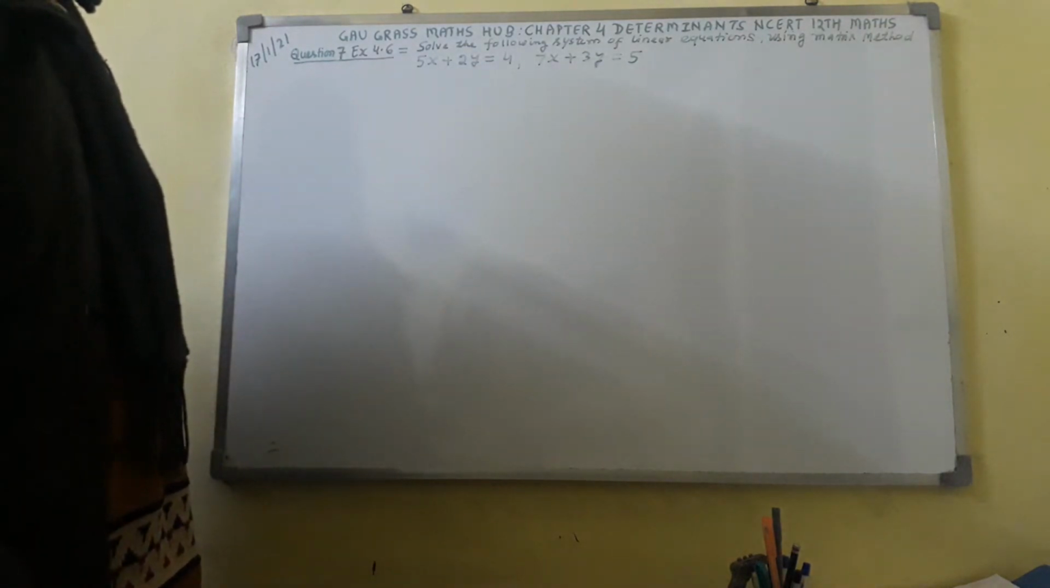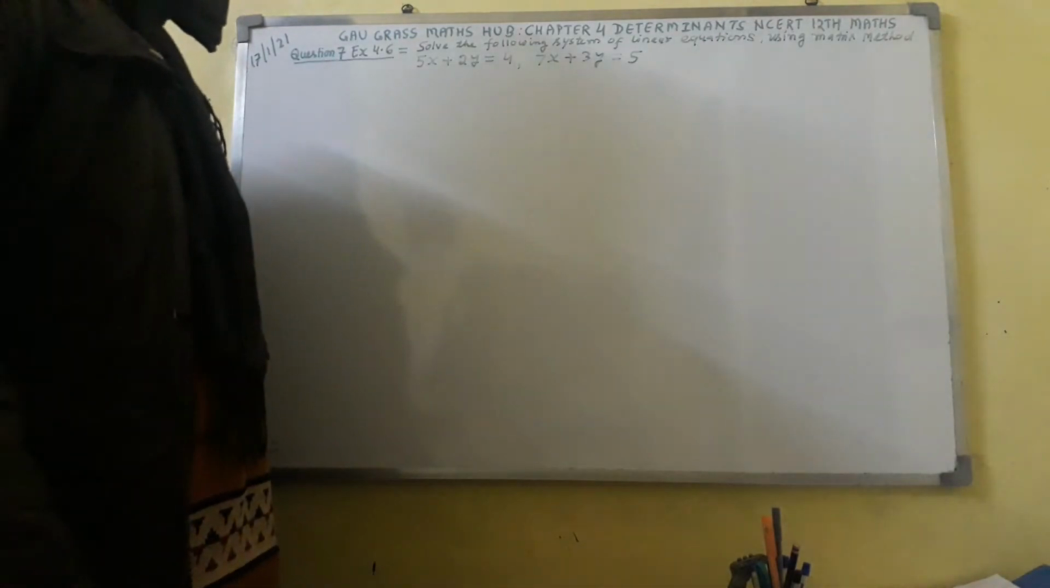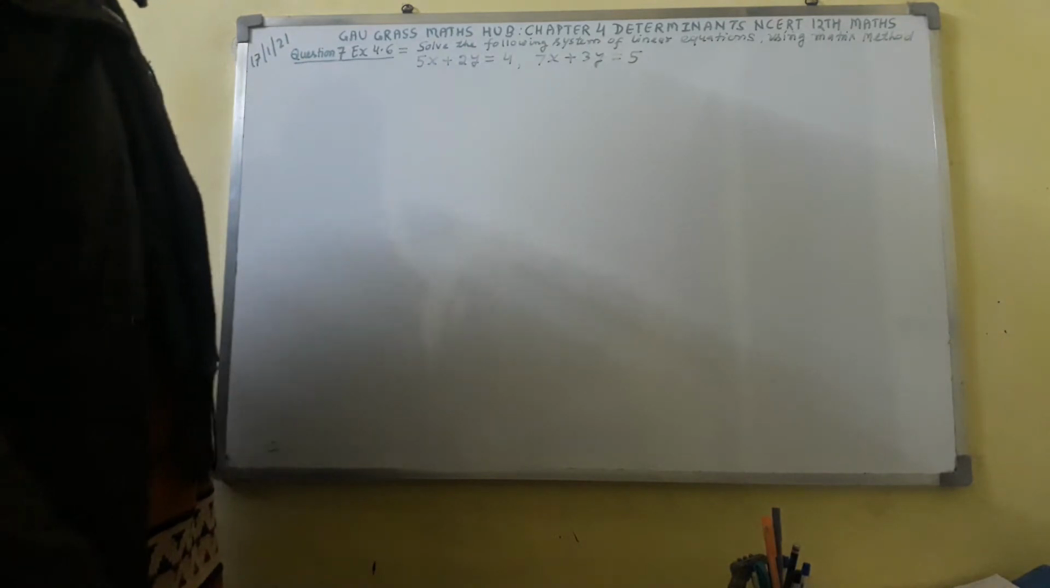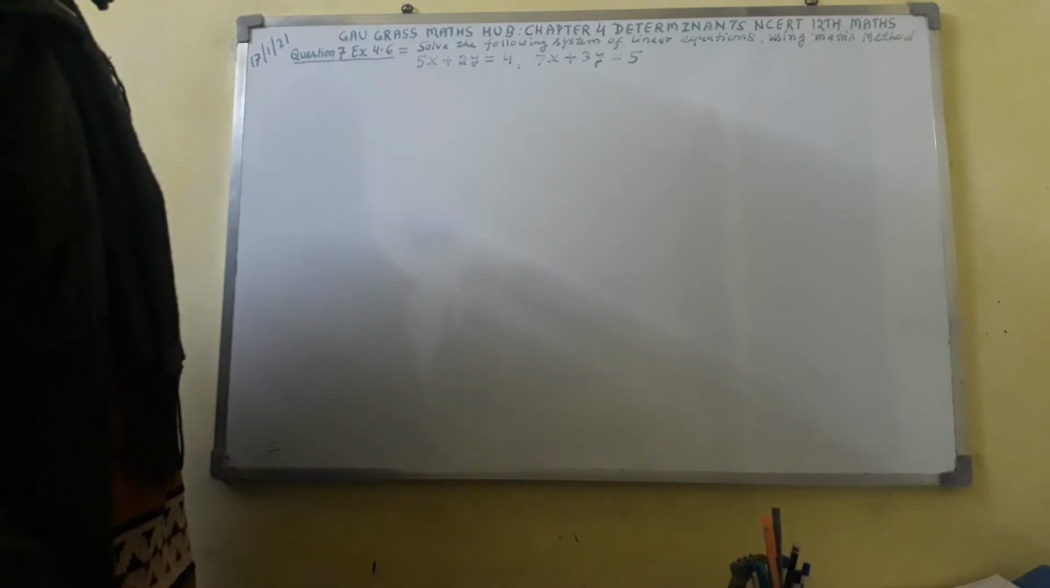Equation number 1, 5x plus 2y equal to 4. Equation number 2, 7x plus 3y equal to 5. These both linear equations must be written in sequence. Don't forget sequence.